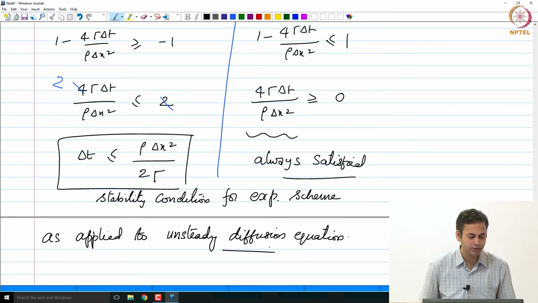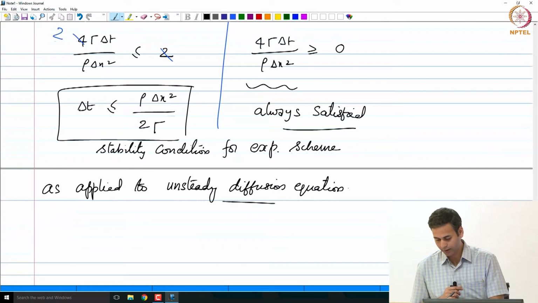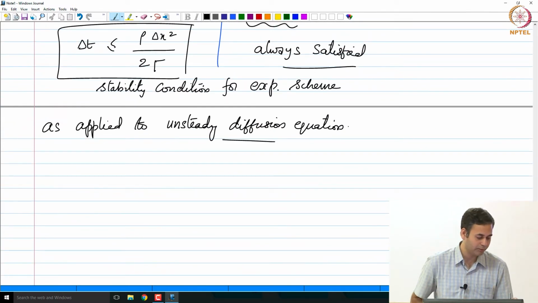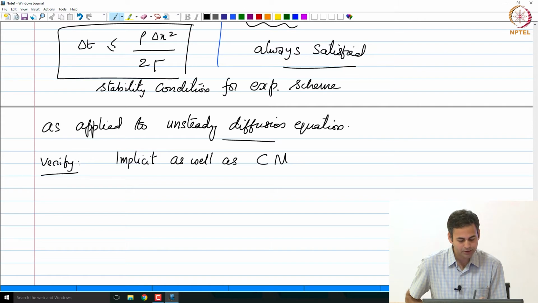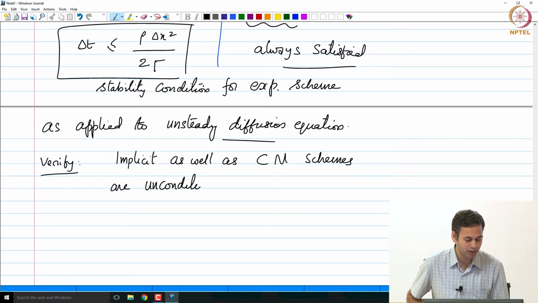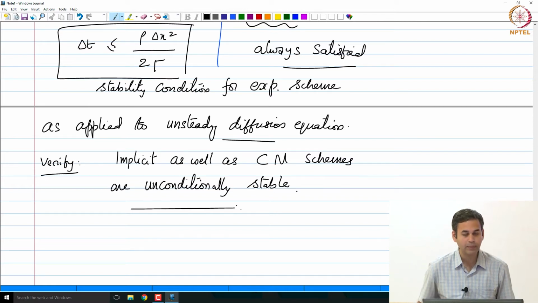So, it contains gamma, the density, delta x square and so on. Now, without proof I want you to verify using the same analysis that both the fully implicit as well as Crank-Nicholson schemes are unconditionally stable. Okay. So, this is something you will verify later. Fine.